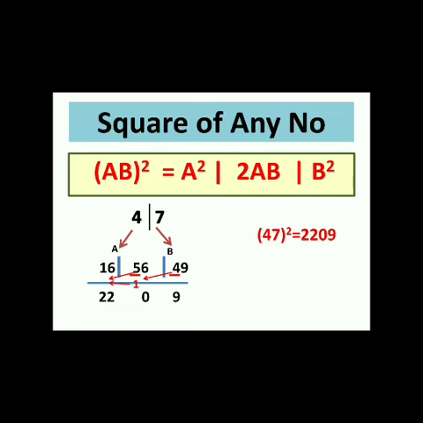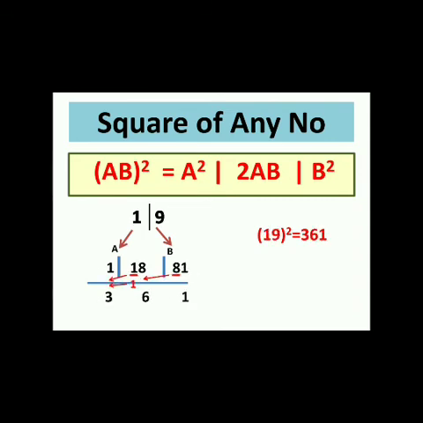So 4 gets carried to the previous column. So now, children, what happens? 56 plus 4 is 60. So 0 of 60 is written and 6 gets carried to the further column. So 16 plus 6 gives me 22. So my 47 ka square is 2209.